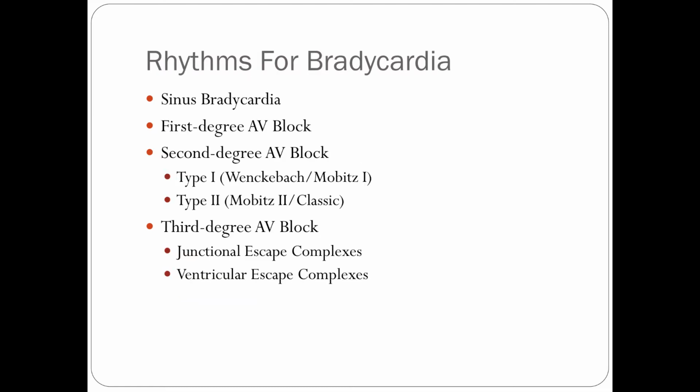So we have sinus bradycardia. These are bradycardic rhythms: first degree heart block, AV block; second degree AV block type 1, or Mobitz 1, or Wenckebach; Type 2, Mobitz 2, classic, like your second degree 2-to-1, 3-to-1 blocks. And then, of course, your third degree AV block, which will hopefully pick up with a junctional escape rhythm, depends how high in the AV section that it's occurring from. Or you may have a ventricular escape complex. That'll be your perfusing rhythm. Both of them are very bradycardic, more bradycardic from junctional to ventricular.